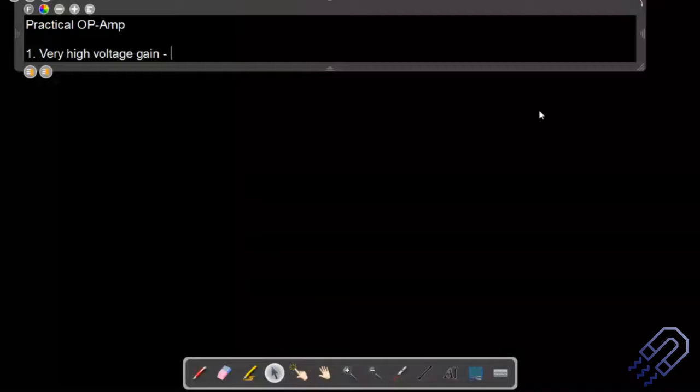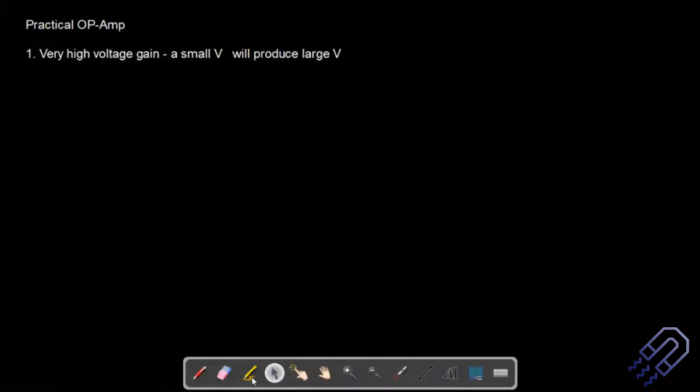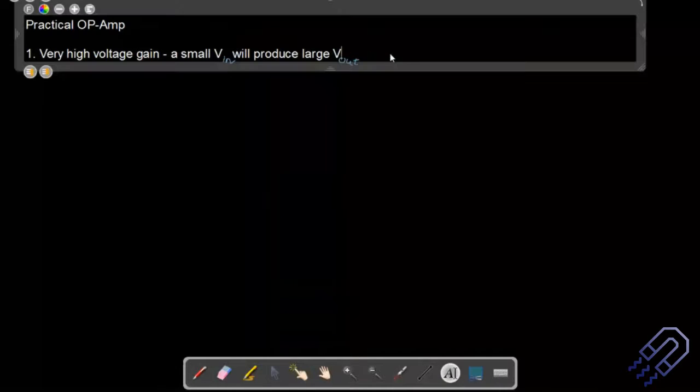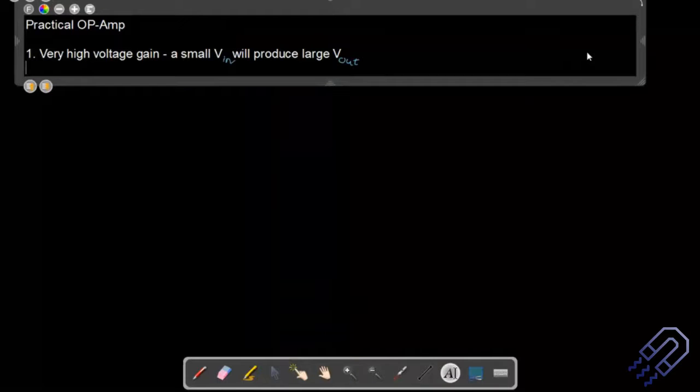I think that is quite obvious because the ultimate aim is to increase the voltage. So basically a small V in, a small input voltage, will produce a large V out. If you have a very small input voltage, you're going to get a very large voltage output. And that is why you need a high voltage gain. So practically that should be there.